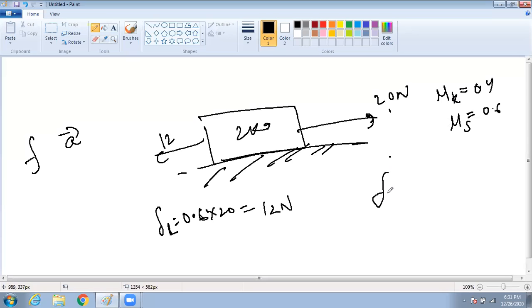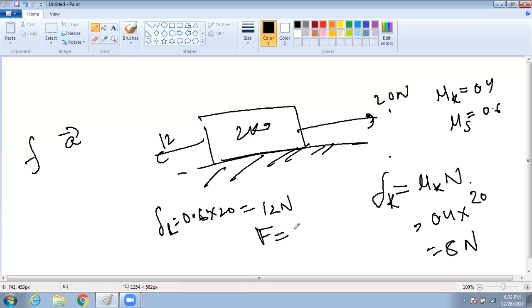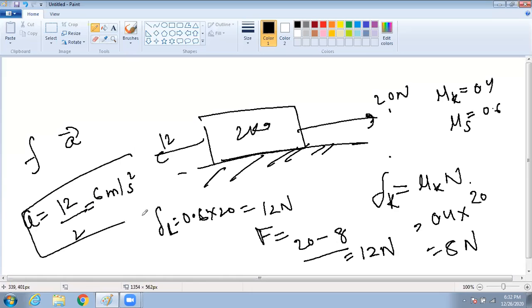So that means the kinetic friction. What is kinetic friction? Mu k into N. What is mu k? 0.4. What is N? 20. So how much? 8 Newton. So now what is the acceleration? What is the net force? Net force is 20 minus 8, that is equal to 12 Newton. So the acceleration is 12 by 2, 6 meter per second square.